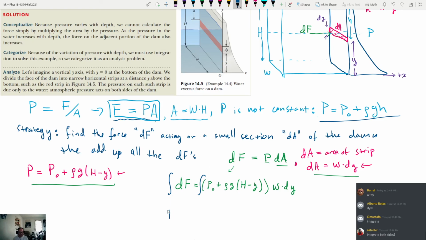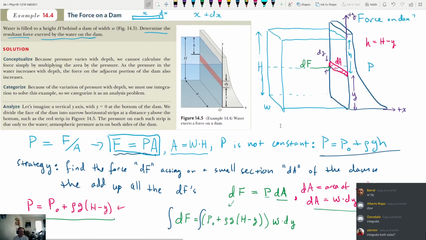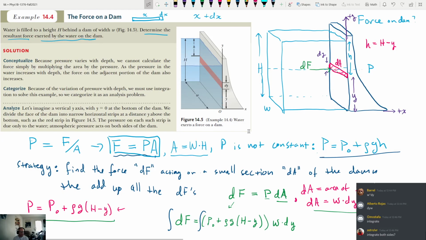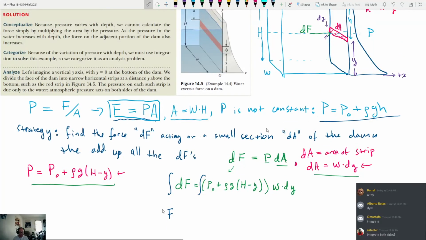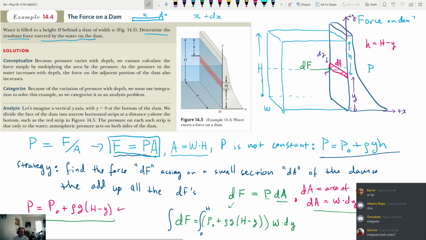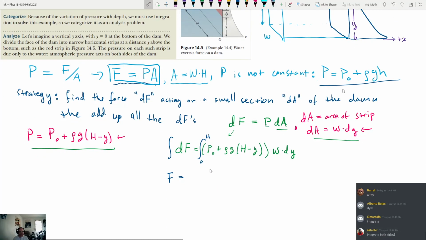Left-hand side is just going to become F. We're running out of time here, so I'm going to jump through the end of this. We're going to integrate from y equals 0 up to capital H, because that's all the values that y can take on. Down at the bottom, y would be 0, and up at the top, y would be H. Remember, there's a bunch of strips that we can cut out here. So the right-hand side of our equation is going to be this integral right here. It's all integrated with respect to dy, right?